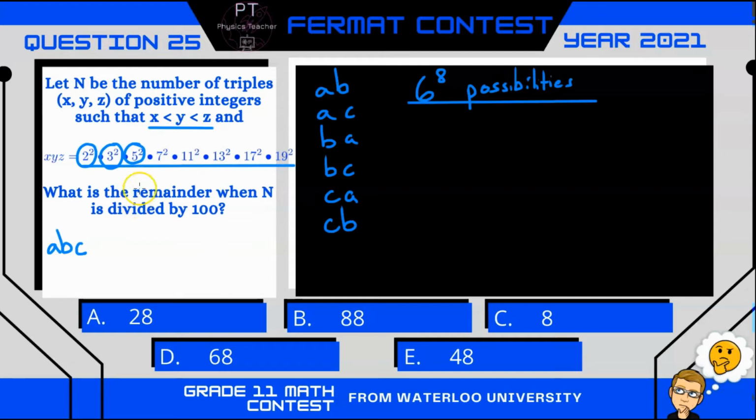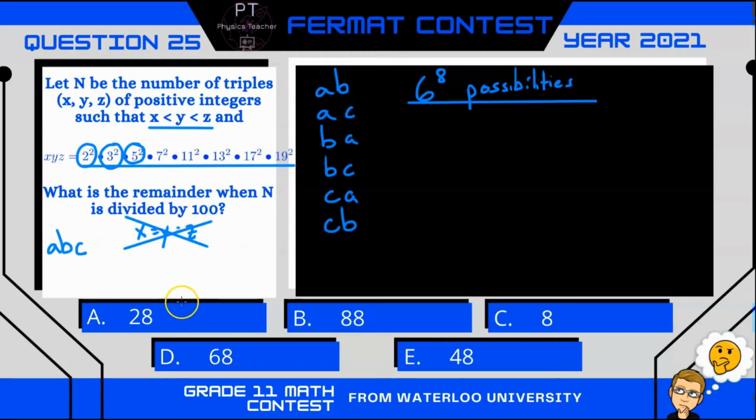All right, next we want to make sure that these are all different values, right? X does not equal Y, Y does not equal Z, X does not equal Z, and so on. Well, we know all 3 values will not be the same. This is not possible, and the reason it's not possible is because it's not equal to a perfect cube. These are all squares. They're not a perfect cube. So this is automatically not going to happen.